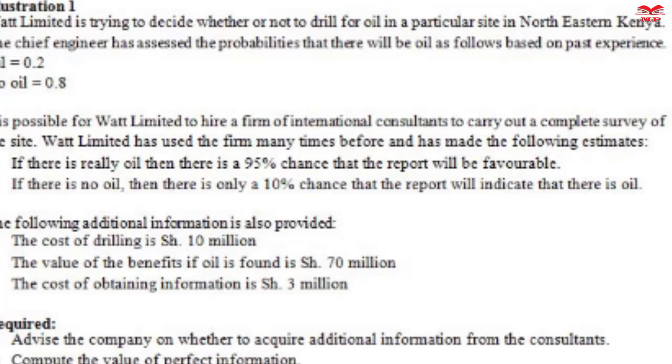The illustration reads that Watt Limited is trying to decide whether or not to drill for oil in a particular site in northeastern Kenya. The chief engineer has assessed the probabilities that there will be oil as follows, based on past experience. The probability of oil is 0.2, probability of no oil is 0.8.